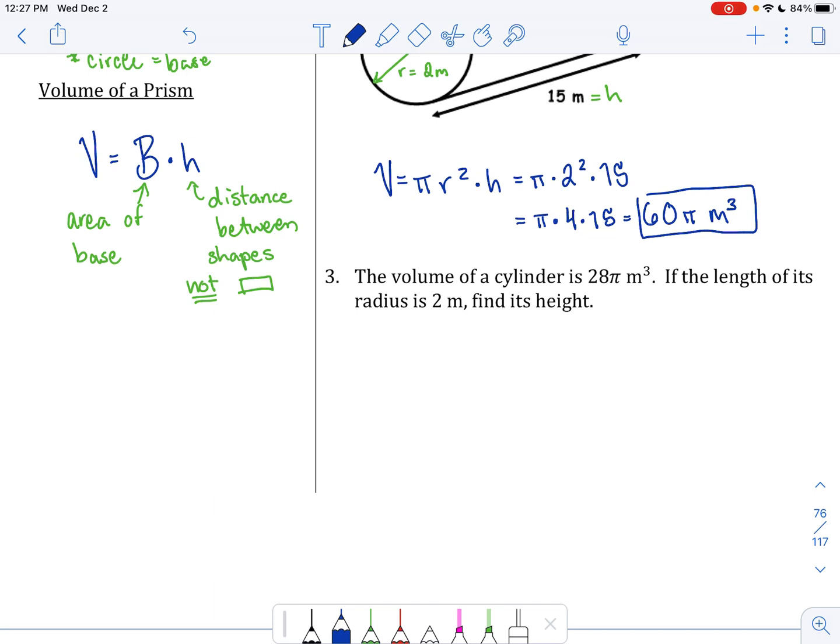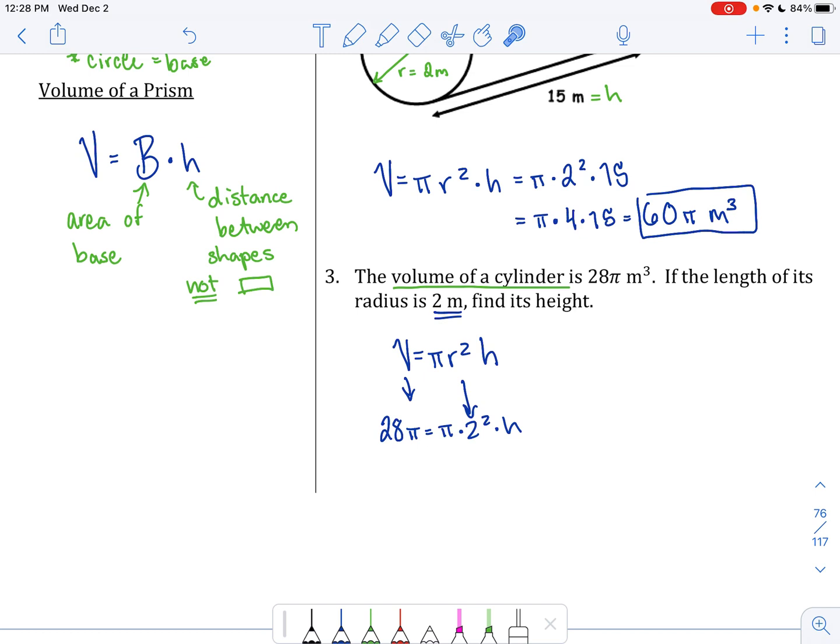You might also be asked this slightly more complicated question. Number 3, the volume of a cylinder is 28 pi meters cubed. If the length of its radius is 2 meters, find its height. So in this case, you don't have a picture, but you're still dealing with the volume of a cylinder. So what that tells us is that we are going to have to use the equation V equals pi r squared h. However, in this case, we are not trying to find the volume. We know that the volume is equal to 28 pi. Pi stays the same. We know that the radius is 2, since it's given to us right here. We don't know the height.